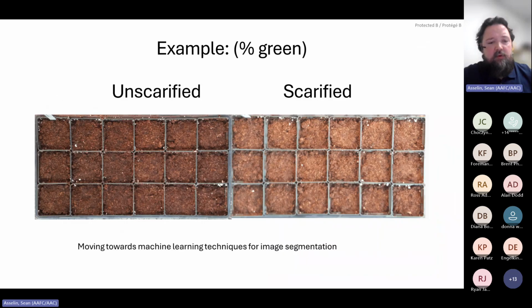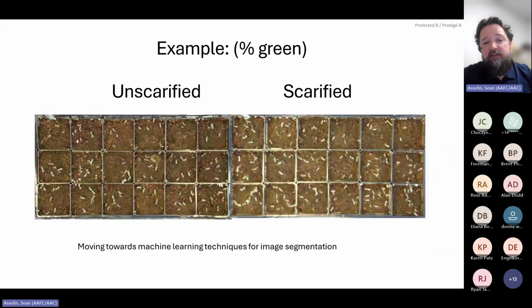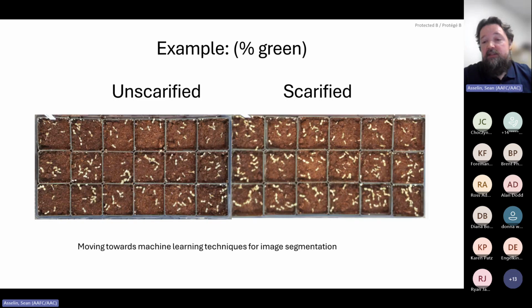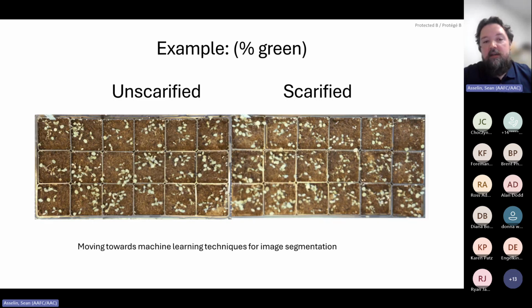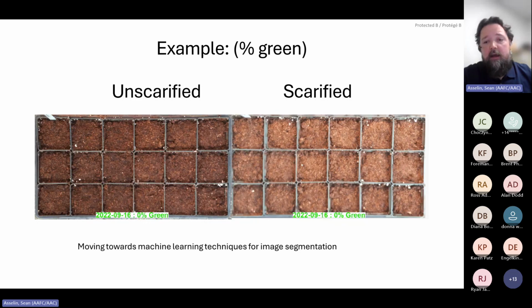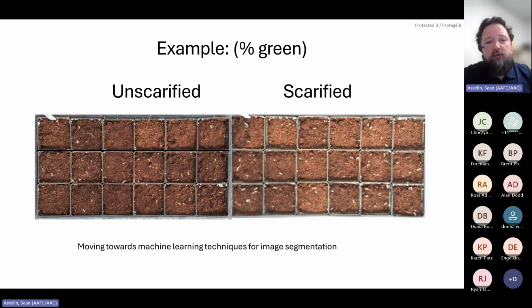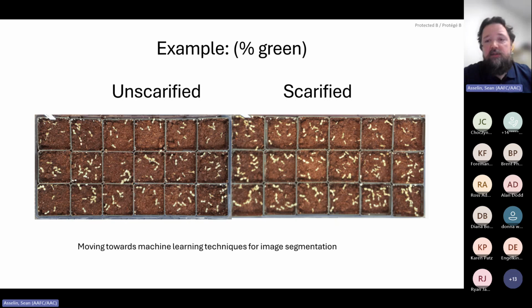And this is just an example of one of our workflows where we looked at scarified versus non-scarified prairie clover seeds. And we were looking at the percentage of green pixels within the images to look at the relative vigor of populations. So you can see here, once you get to the later days, you start to see pretty big differences in the percentage green. And we are continuing this work to include some machine learning models to pull out more shape characteristics from our images.